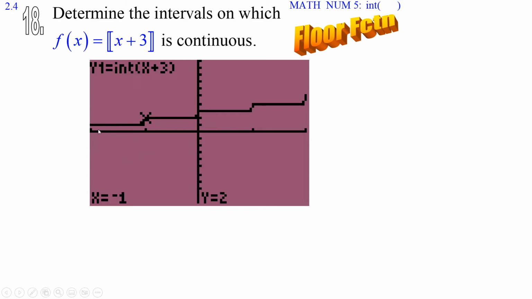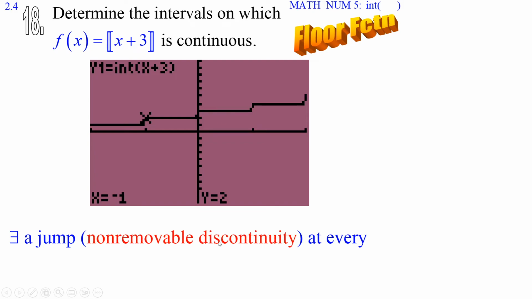Does it look to you like we're going to have a jump discontinuity at every integer? So determine where this function is continuous. Well, jump discontinuities, it's not continuous, but that's at like what, -2, -1, 0, 1, 2, and so on. So there's going to be a jump discontinuity at every integer n. So there exists, see that backwards e, a jump discontinuity at every integer n. So it's non-removable, okay, at every integer n.